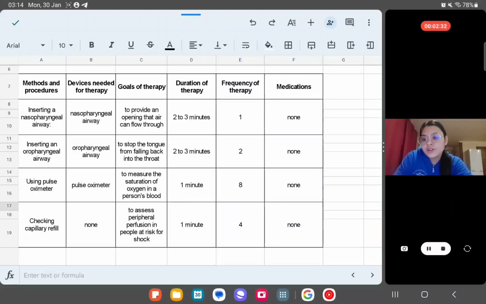And lastly, we tried checking capillary refill, and there were no devices required, as it's just pressing the tip of the fingers. And this practical task is for assessing peripheral perfusion in people at risk for shock. And since this task is quite simple, it only requires around 1 minute, and we did this task 4 times, and there were no medications used.